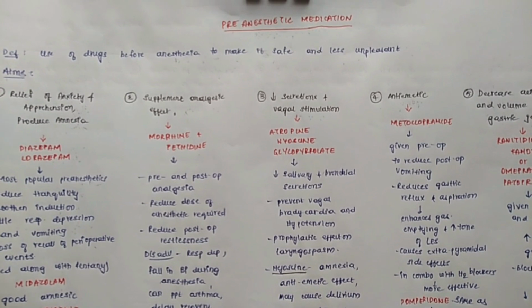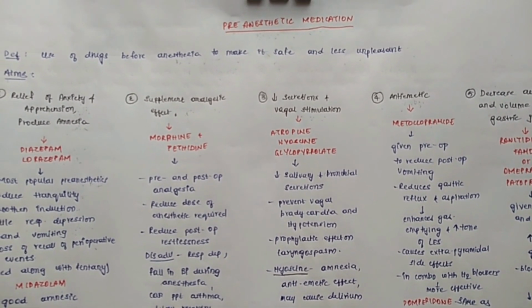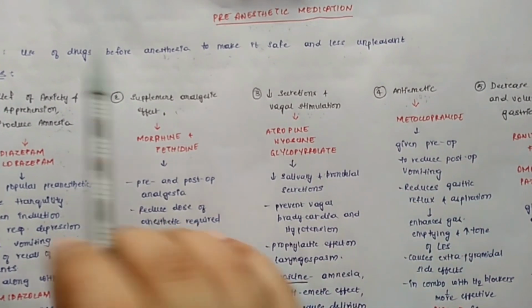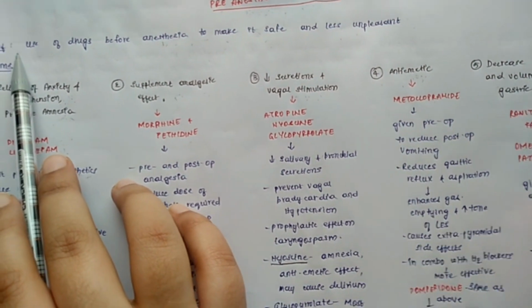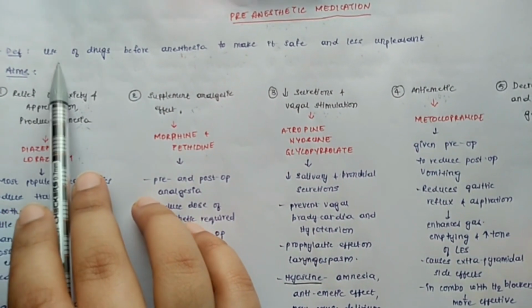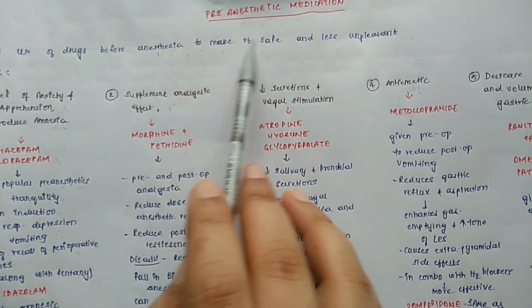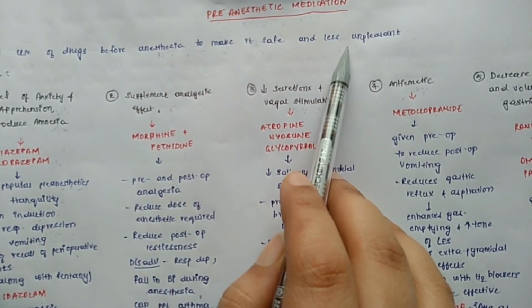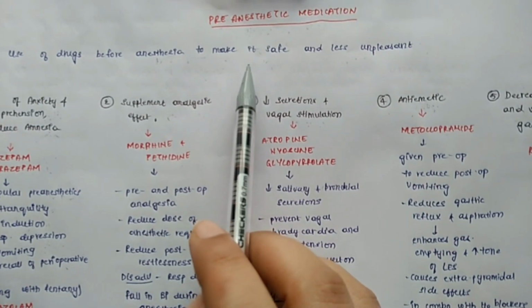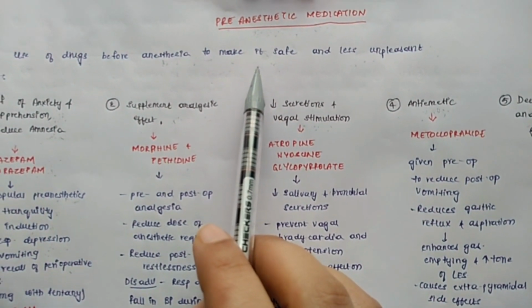Hello friends, today we are going to learn about pre-anesthetic medication. Let us know the definition of pre-anesthetic medication. It is nothing but the use of the drugs before the anesthesia is given to the patient to make it safe and less unpleasant. When we give any medication to the patient, they must have some aims and objectives.